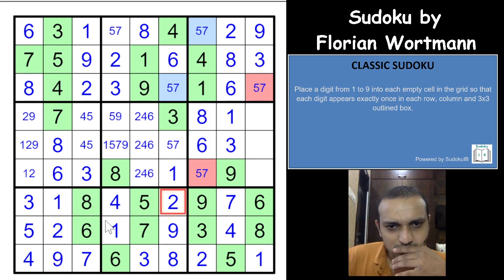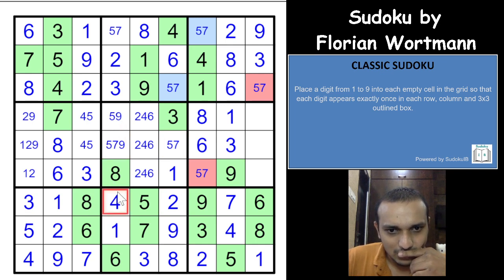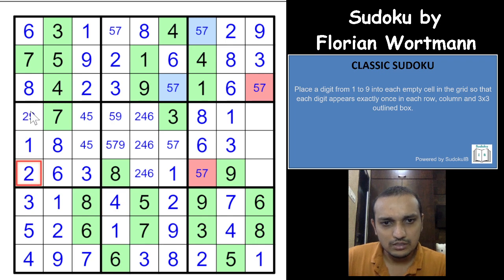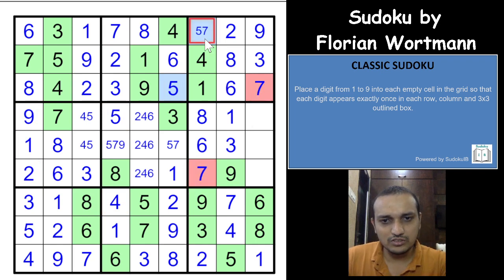Come on, I don't want to extend this anymore, and there has to be something more. Okay, 1 and 2. Oh, that gives you a 1 here, 2 here, a 9 here, a 5 here, a 7 here, a 5 here, a 5 here, 7 here, 7 here. See, all the blue cells are 5, red cells are 7, right?